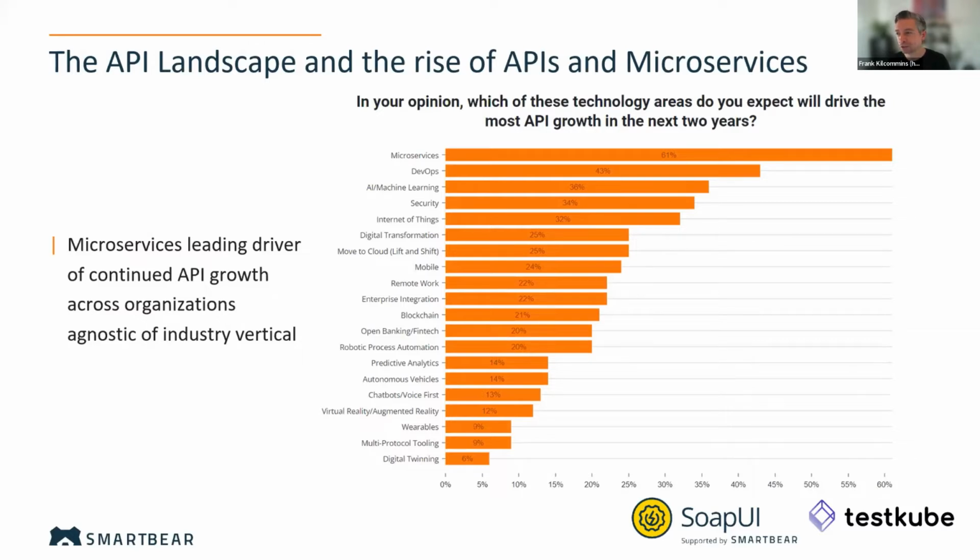And I think it's worth just showing that it is coming back to us year on year as part of the industry reports that we run at SmartBear, that microservices really are the leading driver for the continued API growth that's happening within organizations and also between organizations and their customers.